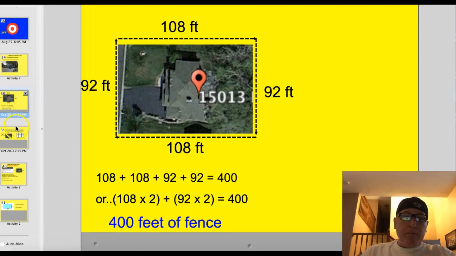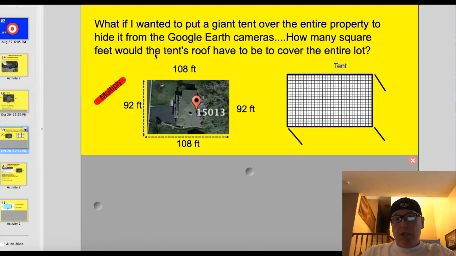All right? Next question. What if I want to put a giant tent over the entire property to hide it from the Google Earth cameras? How many square feet would the tent's roof have to be to cover the entire lot? Well, this is a little bit different here. So now I'm actually looking at square units, just like this screen I've got over here.